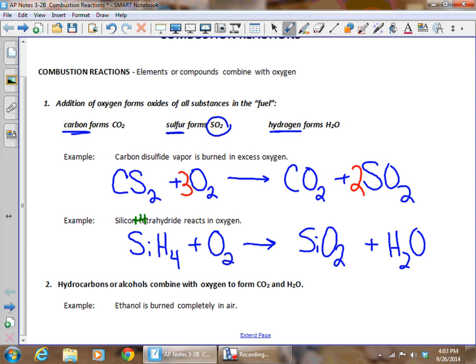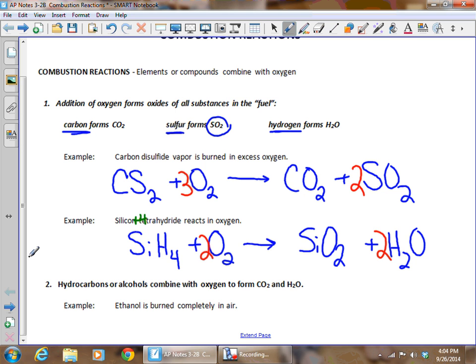So that's going to be the other substance that is formed in this reaction. When we balance this, it looks like we need to balance the hydrogens first by putting a 2 in front of the water to get our 4 hydrogens on both sides. Then we have 4 oxygens on the right, so we're going to need to balance that out on the left. So there's our reaction for the silicon tetrahydride reacting.